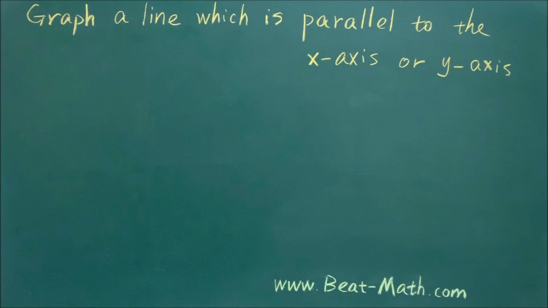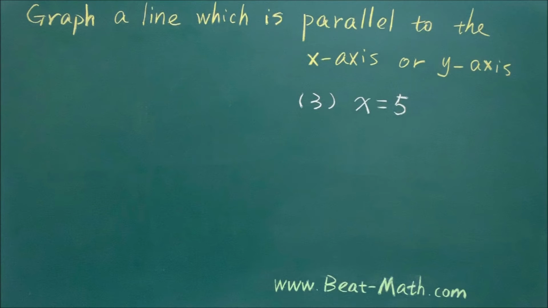Okay, let me ask you a question. If a line is parallel to the x-axis or y-axis, how do we graph it? In this case, it's easier because there's only one variable in the equation, and the line only has one intersection with the coordinate axes. For example, x equals 5.